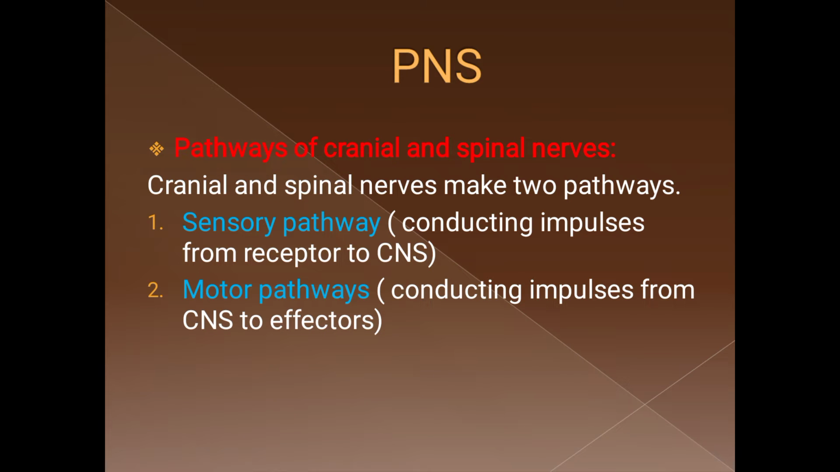Pathways of cranial and spinal nerves. Cranial and spinal nerves make two pathways. Sensory pathway that conducts impulses from receptors to the CNS. Now, what is an impulse or nerve impulse? It is the wave of electrochemical changes that travels along the length of a neuron.